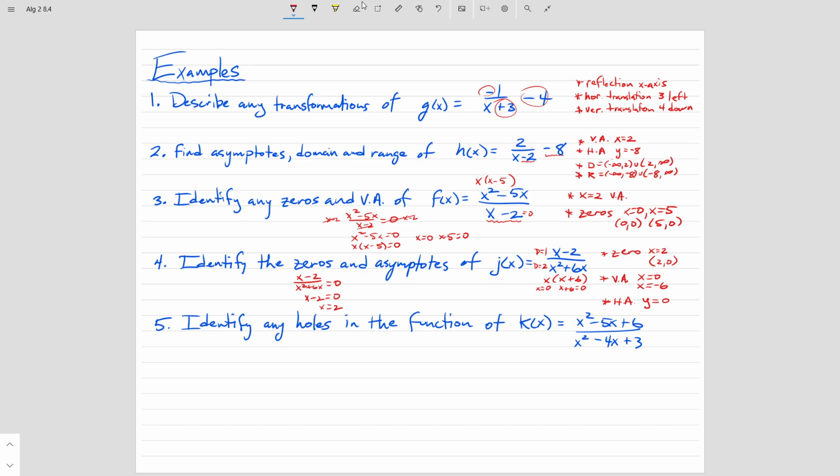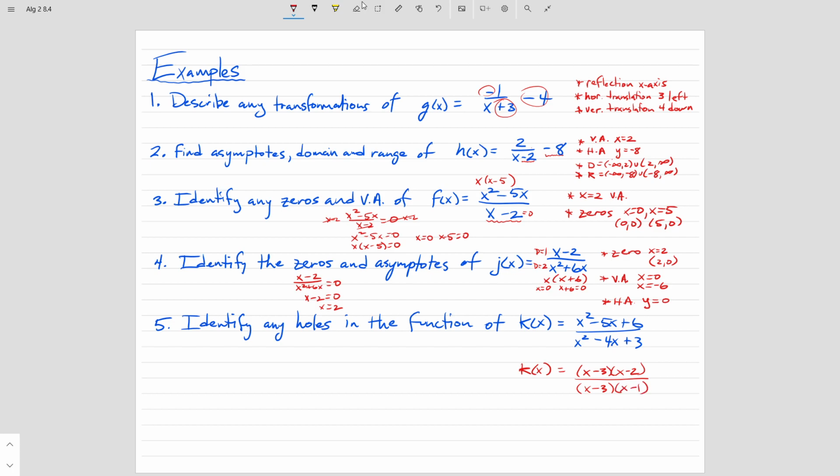5. Identify any holes in the function of k of x equal to x squared minus 5x plus 6 over x squared minus 4x plus 3. Holes specifically depend on you factoring, because a hole comes from factors canceling. So let me factor the top, which would be, let's see, x minus 3, x minus 2. And the bottom is going to be x minus 3, x minus 1.